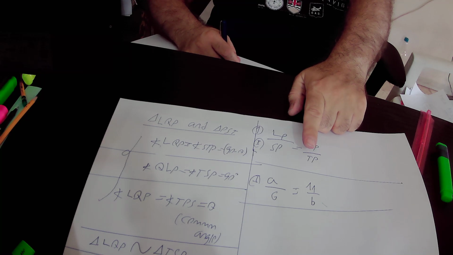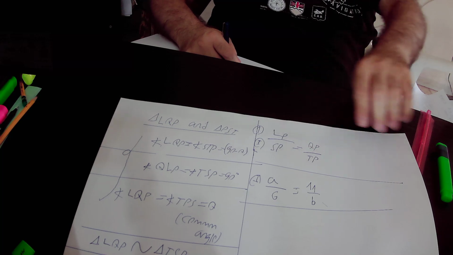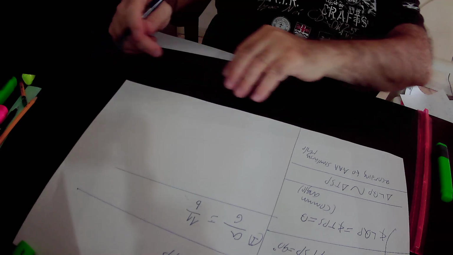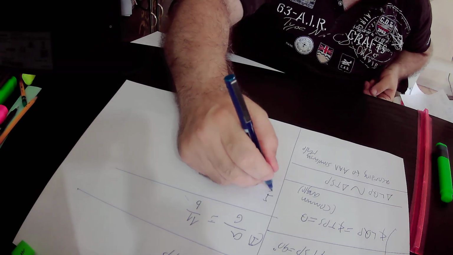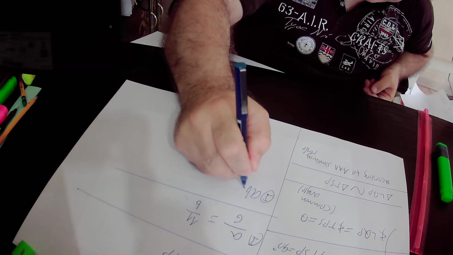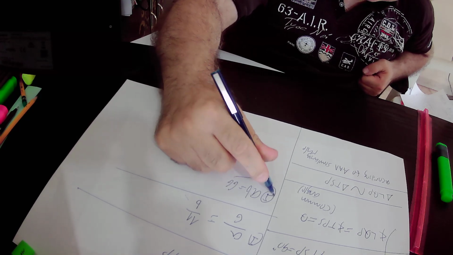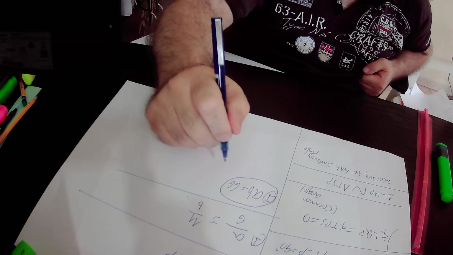over 6 equals 11 over B. Here we cross multiply this equation number 1, and we get that according to equation number 1, A times B equals 6 times 11, which is 66. So AB equals 66 according to equation number 1.